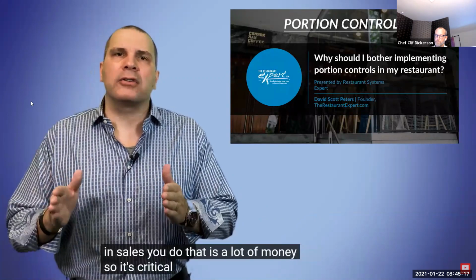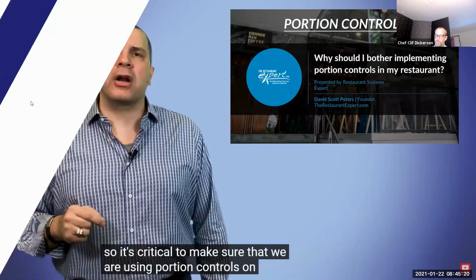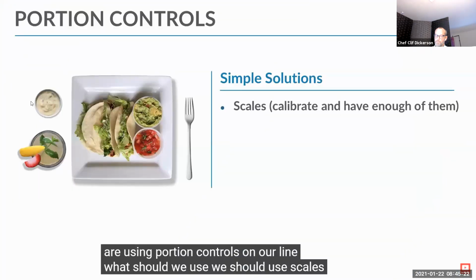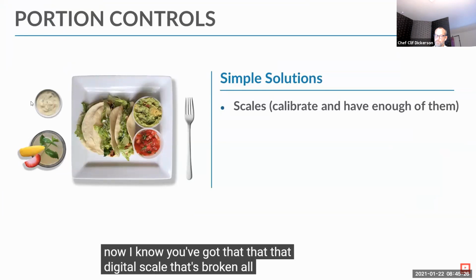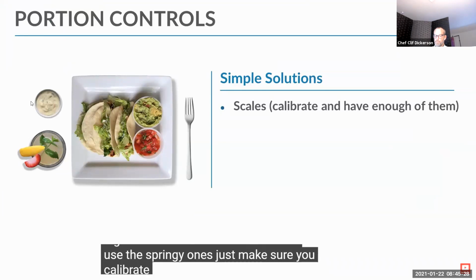So it's critical to make sure that we are using portion controls on our line. What should we use? We should use scales. Now, I know you've got that digital scale that's broken all the time. Use the springy ones. Just make sure you calibrate them.